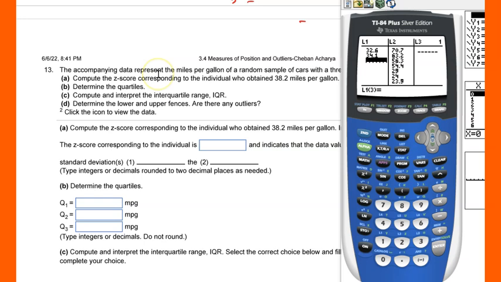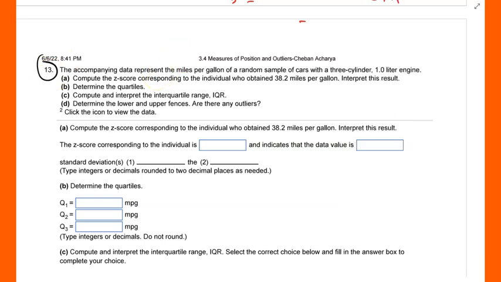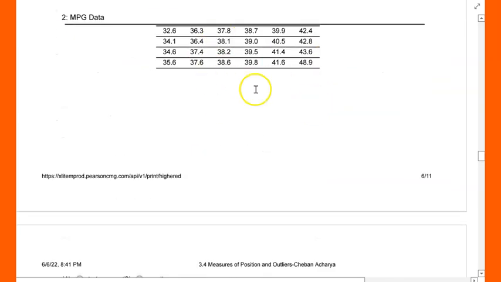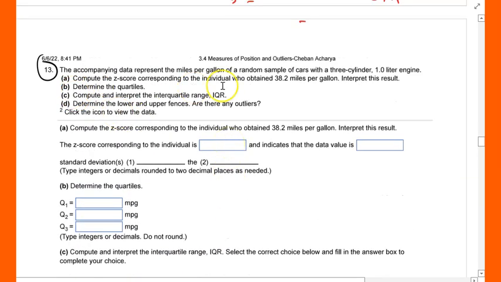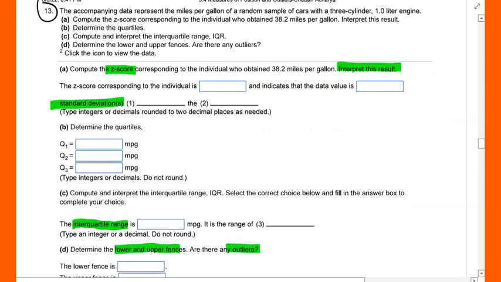That's the other way. Now, question number 13. The accompanying data represents the miles per gallon of a random sample of cars with a 3-cylinder 1.0 liter engine. Therefore, you see this random sample of miles per gallon of the cars. Here you have different parts. The first part asks you to compute the z-score and interpret the results. The second part asks you to find the quartiles Q1, Q2, Q3. And the third part asks to find the interquartile range.